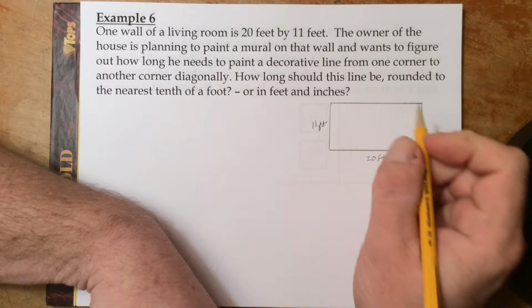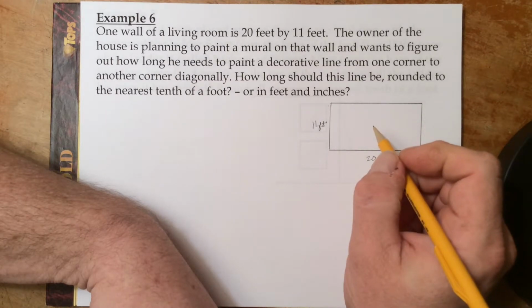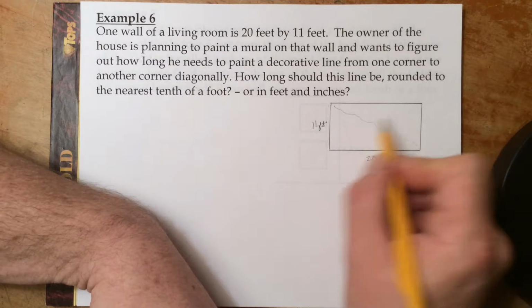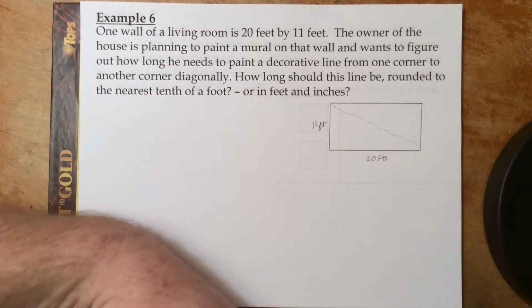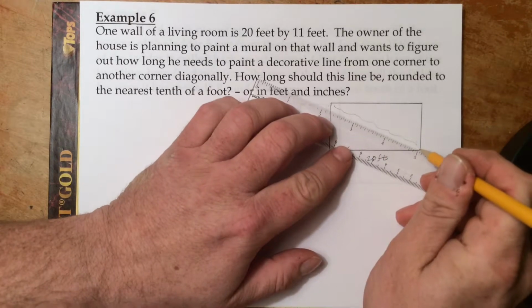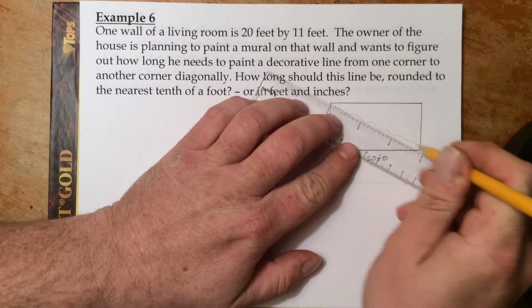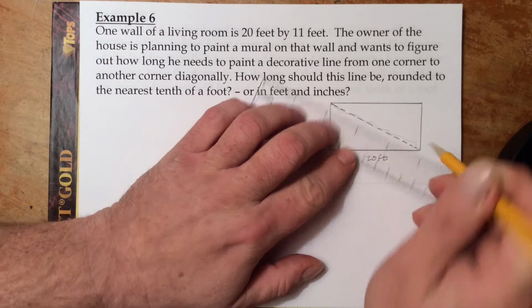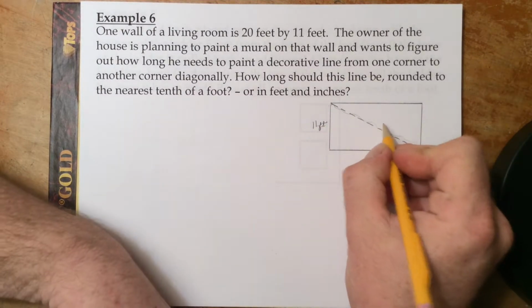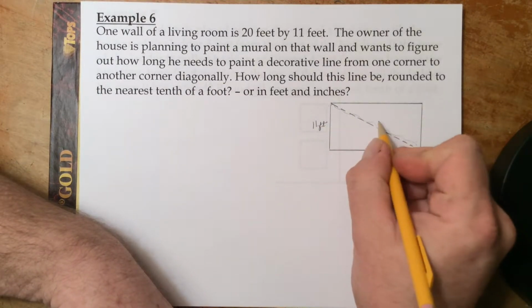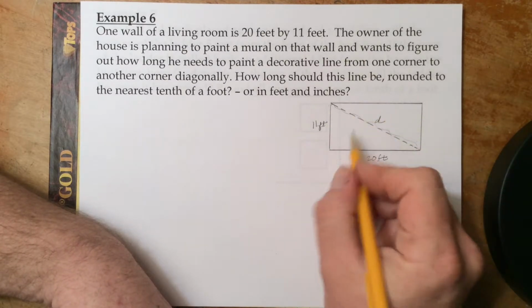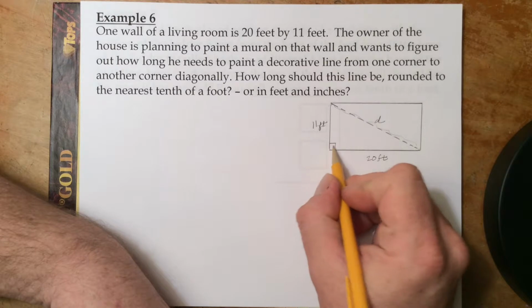Pretty tall roof there. Okay, so he's going to draw some sort of decorative line on one of the diagonals. Let's just say it's this one. So I'm going to take my straight edge, and just to be more accurate, I'm going to use a dashed line here. The length of this diagonal is what we need, so I'm going to call it D.